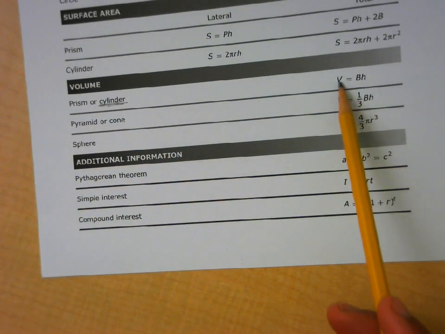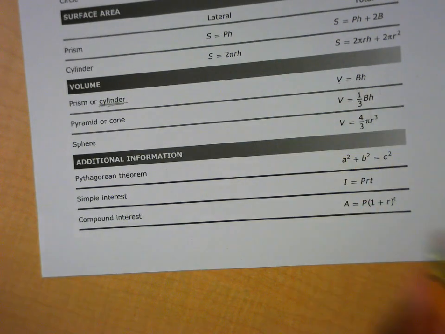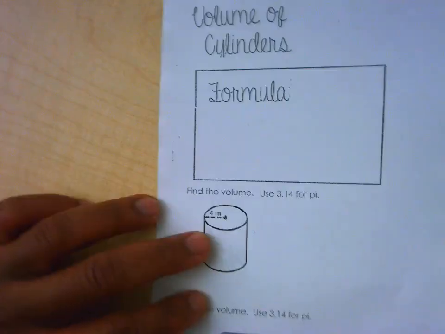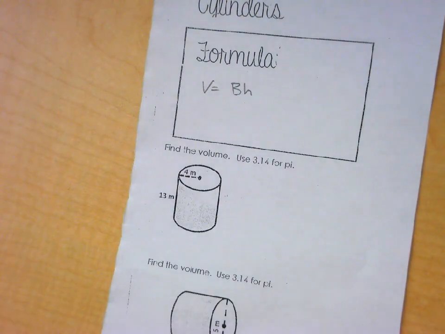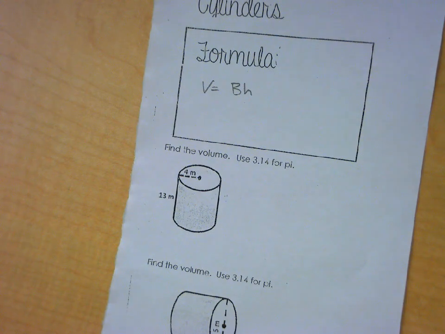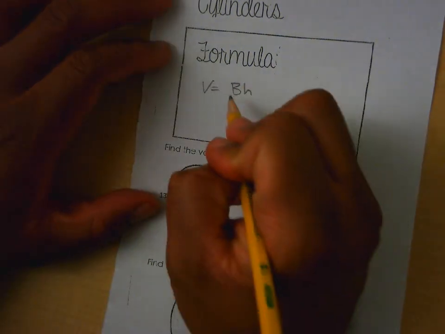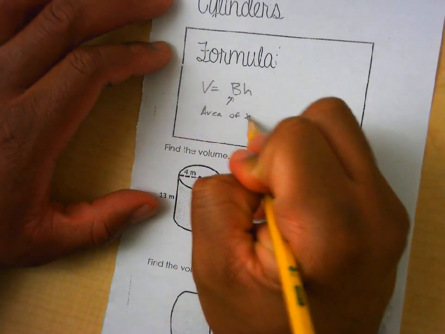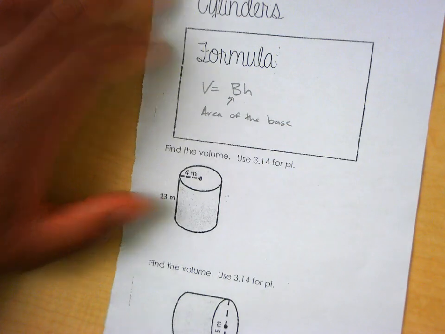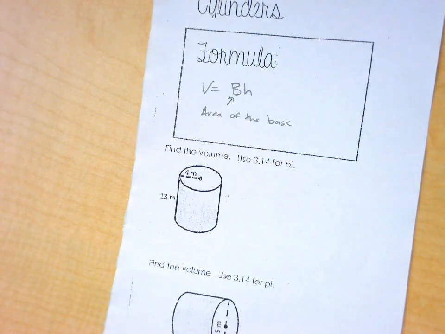So what it says is V equals capital B times H. So we'll just go ahead and write that in over here on our little sheet. Volume equals capital B times H. Now that capital B means base, but not just the base. If it's a lowercase b, it just means the base of whatever figure we're talking about. That capital B actually means the area of the base.